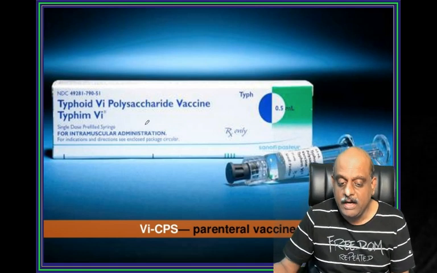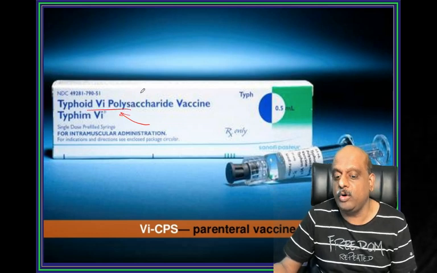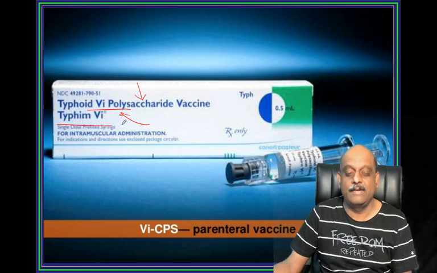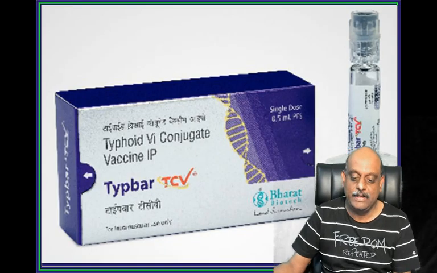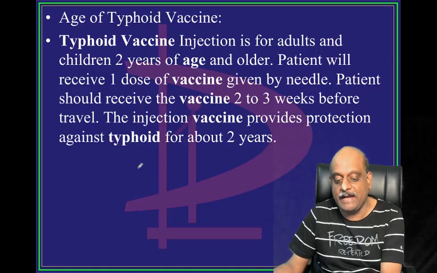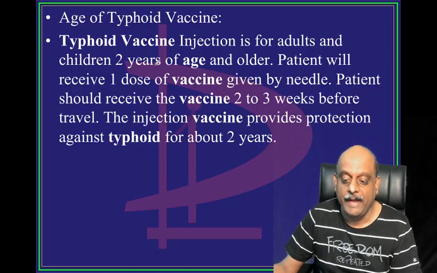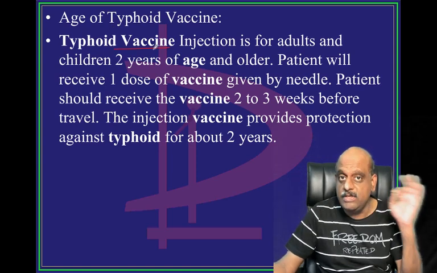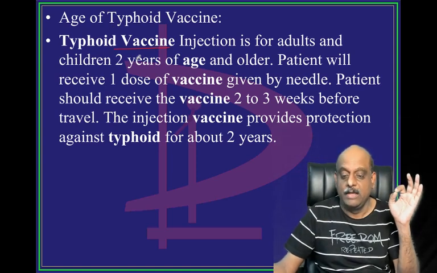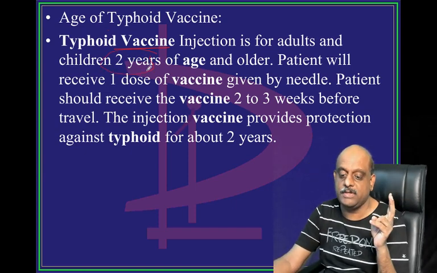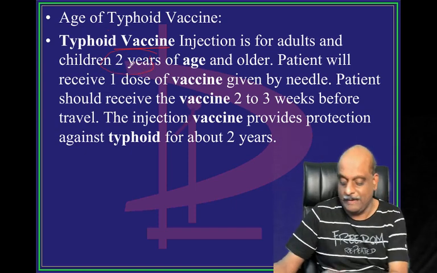So this is the typhoid Vi polysaccharide vaccine, which is used parenterally. This is once more the typhoid conjugate vaccine, and the typhoid vaccine injection given parenterally is only given for adults and children above the age of 2 years, is what you need to remember.